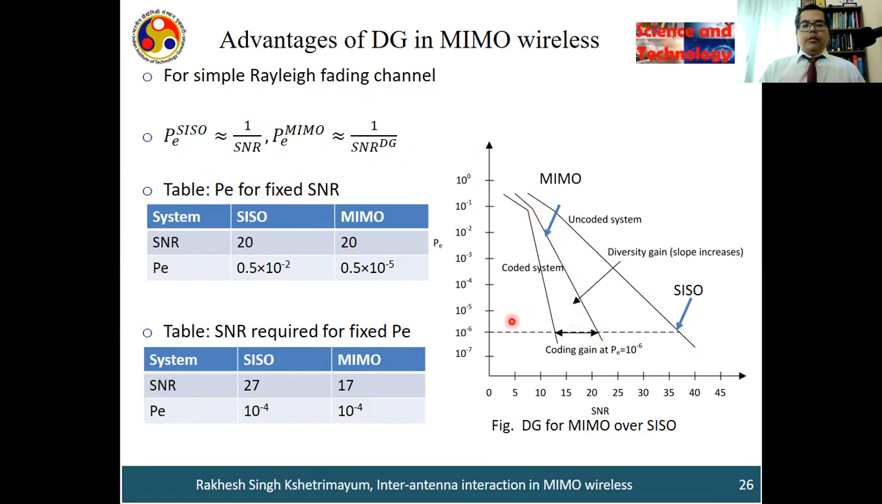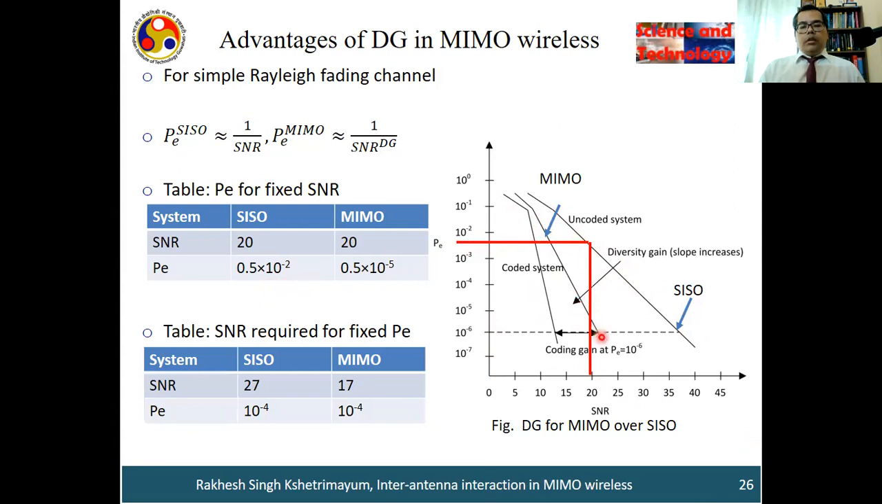So what is the advantage of that? This is the probability of error versus SNR curve here. So let us look at one fixed SNR, power is fixed. How much is the probability of error for the SISO system? This is the SISO curve. So it's cutting at this point. You see that the probability of error is typically 0.5 into 10 to the power minus 2.